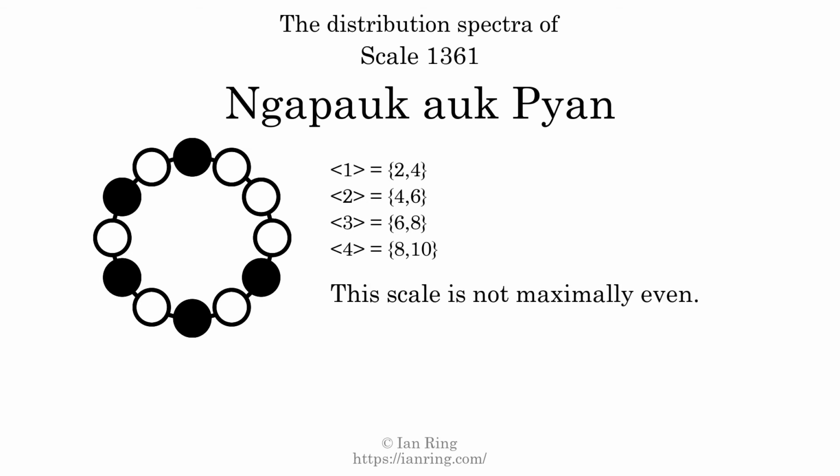Since this is greater than 1, we know that this scale is not maximally even. If every spectrum has exactly 2 specific intervals, we call that the Myhill property.